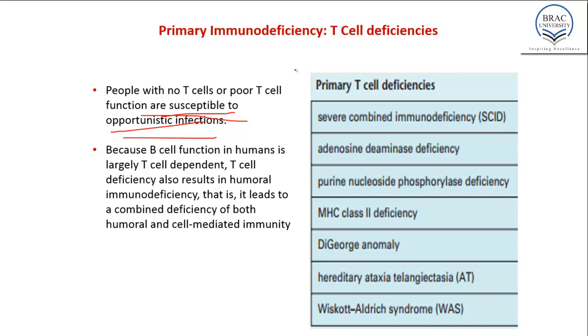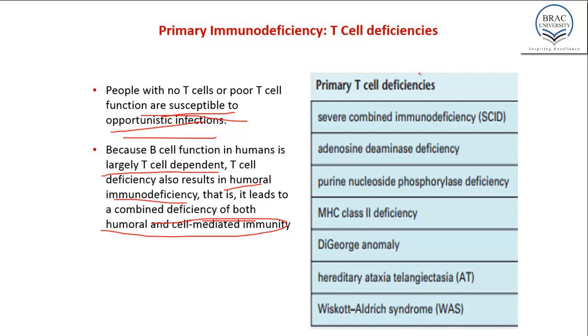Because B cell function in humans is largely T cell dependent, T cell deficiency also results in humoral immunodeficiency. That is, it leads to a combined deficiency of both humoral and cell-mediated immunity.